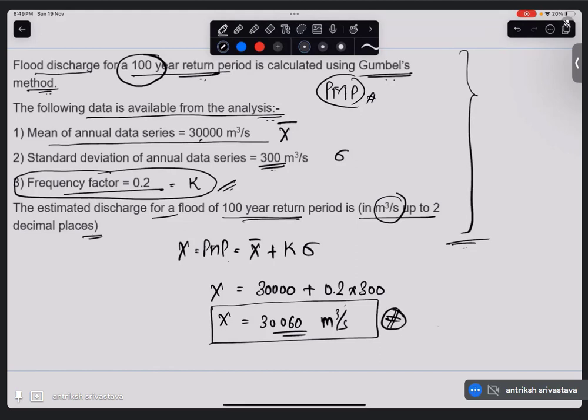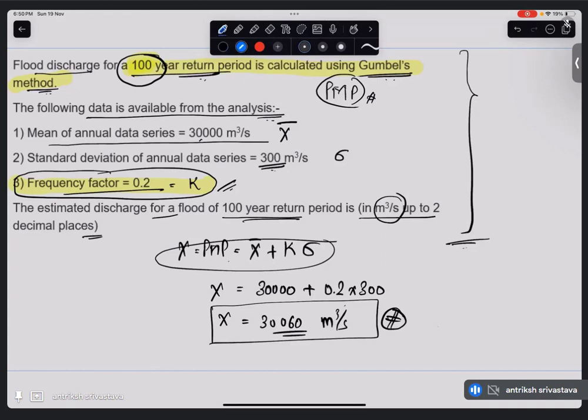Very simple question. Sometimes GATE can also ask this question. It won't be surprising if GATE asks this question. So you just scare the student by saying 100-year return period and Gumbel's method, and in the end you give them K directly. So in the start itself, the student will be like, okay, I cannot solve this question, let's go to the next question. But if you just remember this, it will be solved.